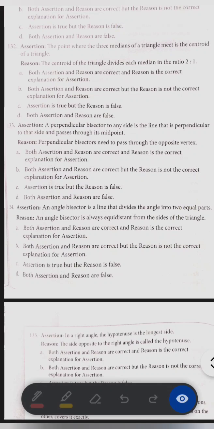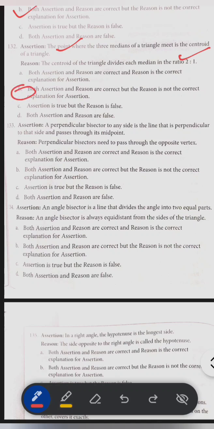Question number 132. The point where the three medians of a triangle meet is the centroid of a triangle. That is correct. The centroid of the triangle divides each median in the ratio 2:1. That is also correct. But is the reason the correct explanation? No. So option B is the correct answer.